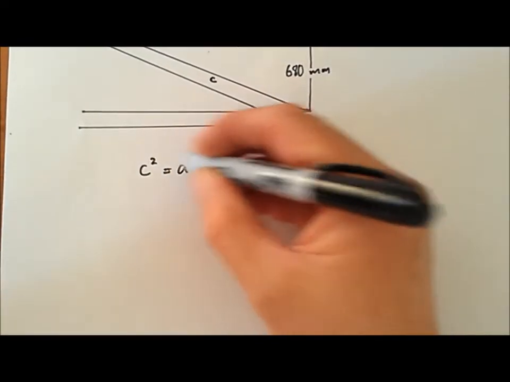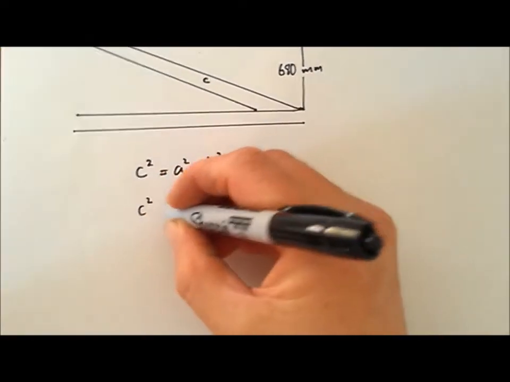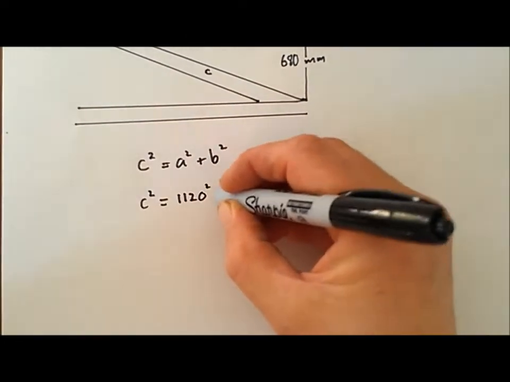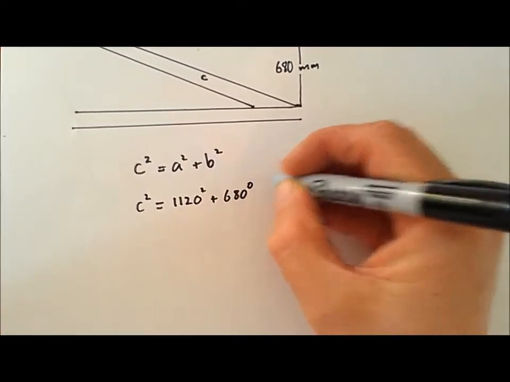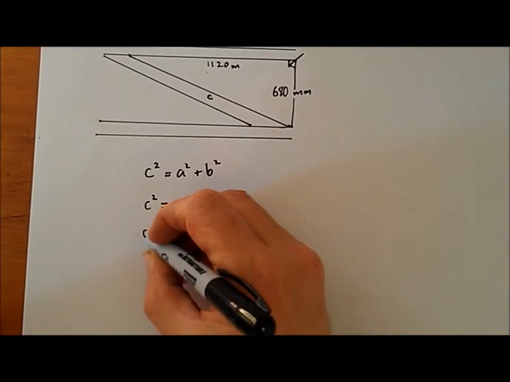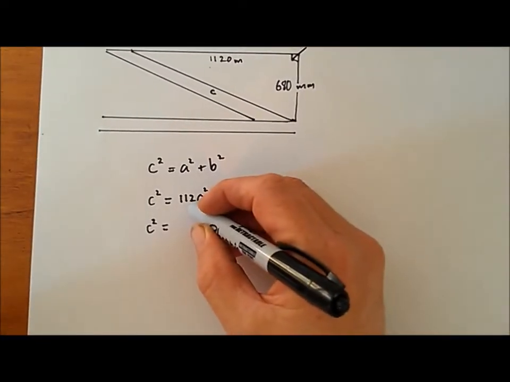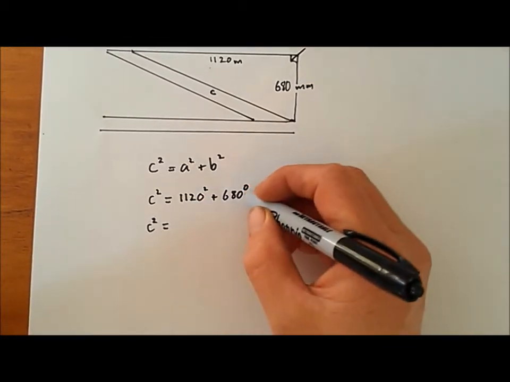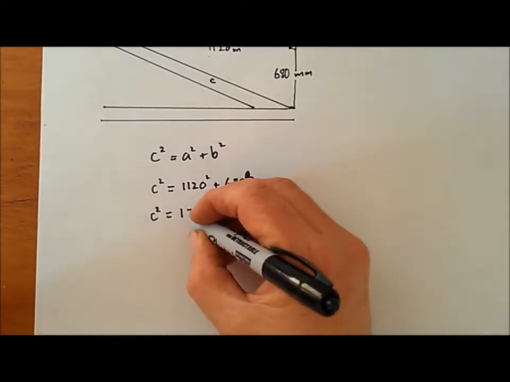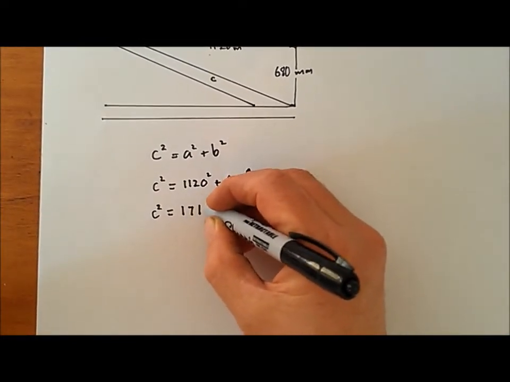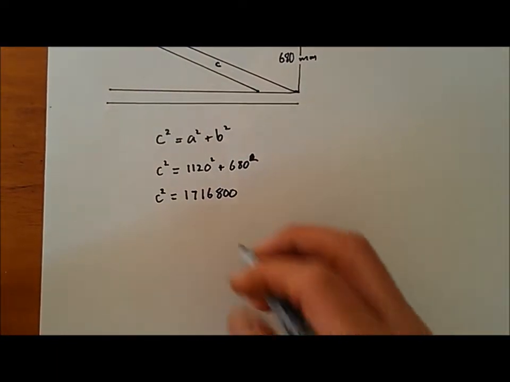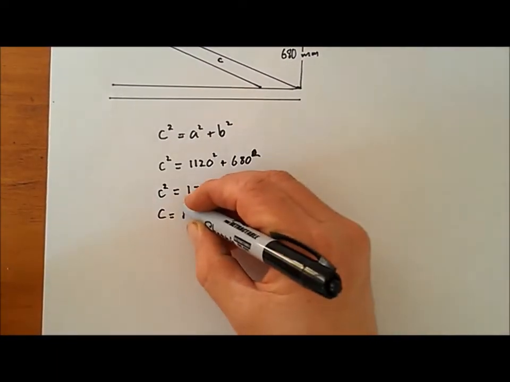So first line of working out, write the formula. Next line of working out, expect to see the same in your books, substitute in these values. Now at this point you reach for your calculator and do the calculation. So C squared is equal to 1,120 squared plus 680 squared. And so you should get an answer of 1,716,800 is C squared.